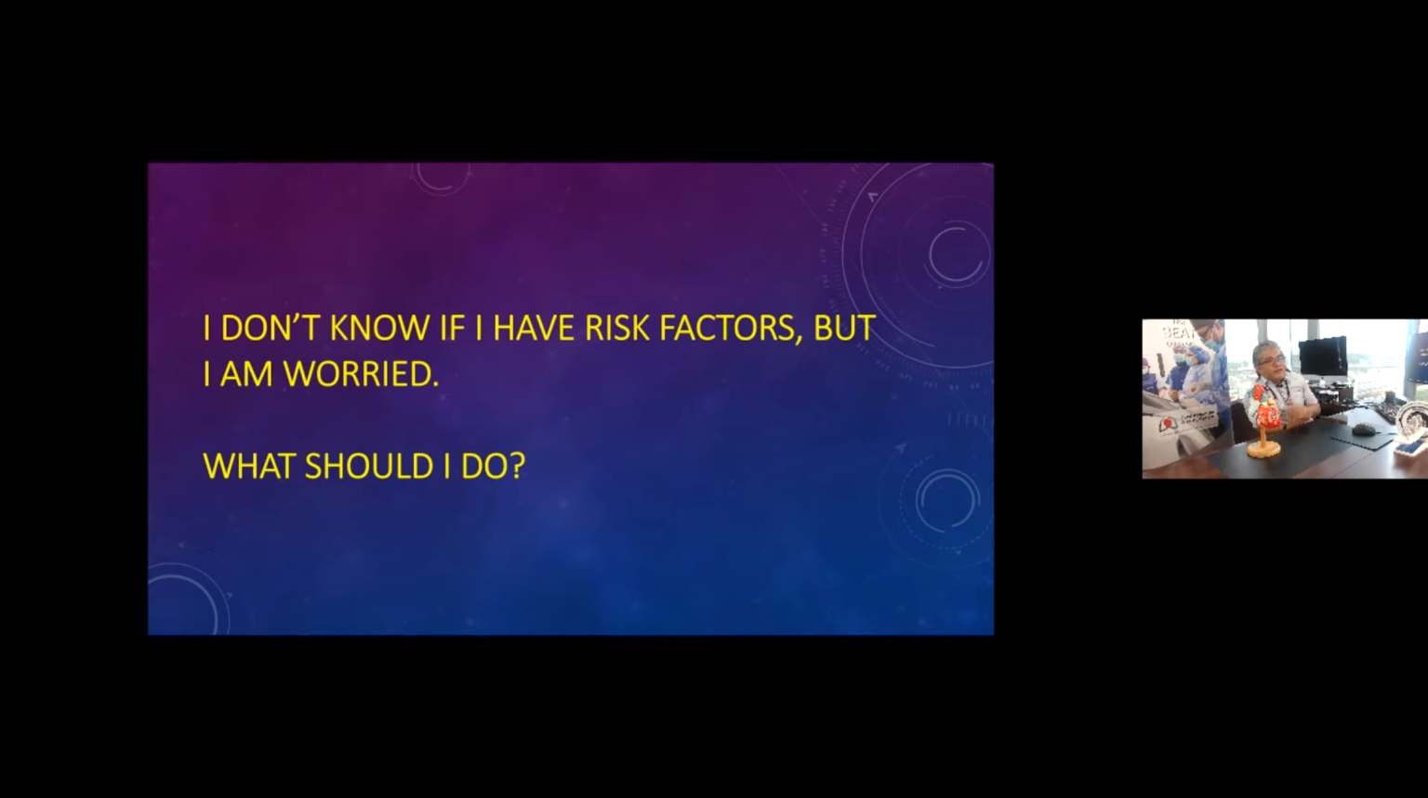Well, I don't know if I have any risk factors. I never really checked my blood pressure. Like our patient in the beginning, he never really checked his blood pressure before, so he did not know that he had high blood pressure. And I don't smoke, and I feel fine, but I'm worried. What should I do?